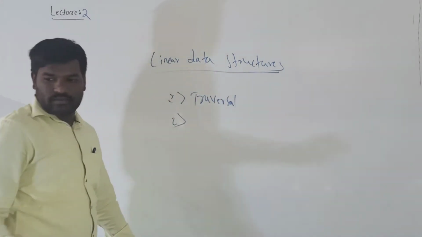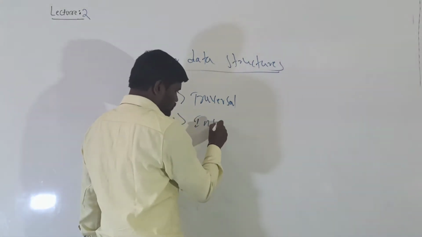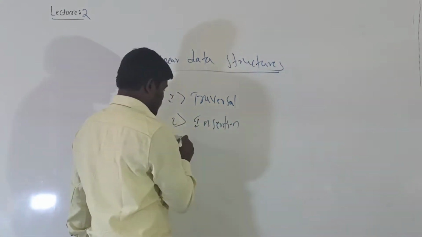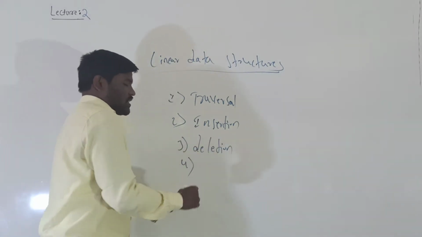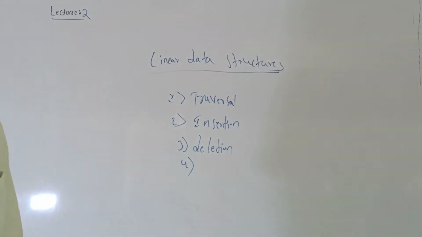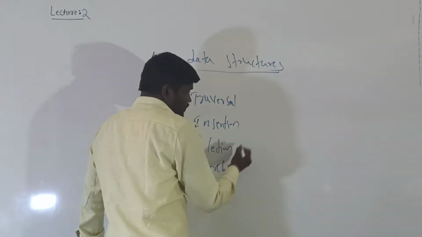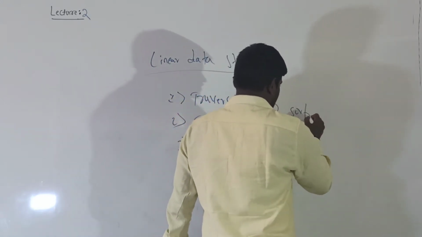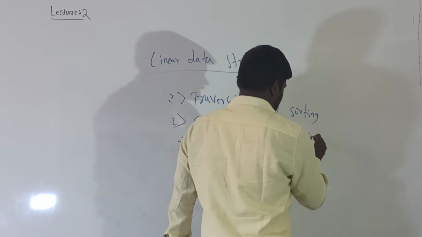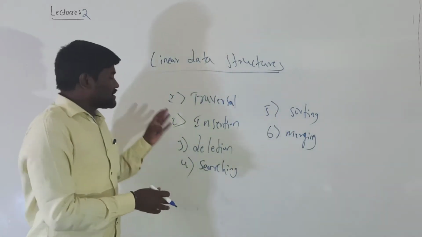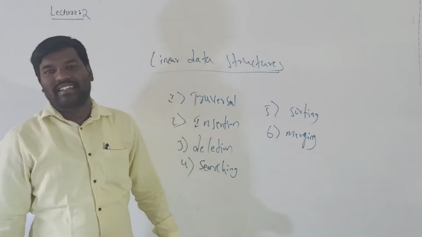traversal. Second one insertion. Third one deletion. Fourth one searching. Fifth one sorting. Sixth one merge. So there are 6 operations we have to perform using the linear data structure.